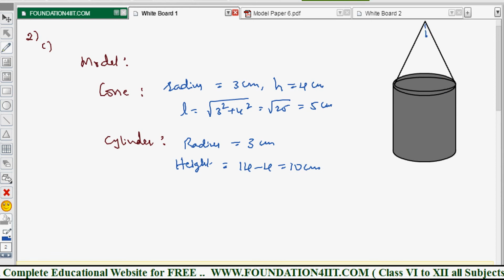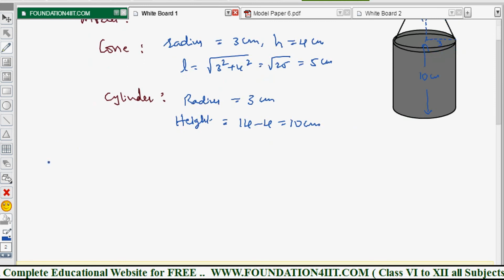So if you take the straight line, you can represent on this also. This is 4 centimeters, this is 3 centimeters, slant height is 5 centimeters. And this is only 10 centimeters for this, because total is 14. Okay. Then we can find out the total surface area of the model first, using this data.